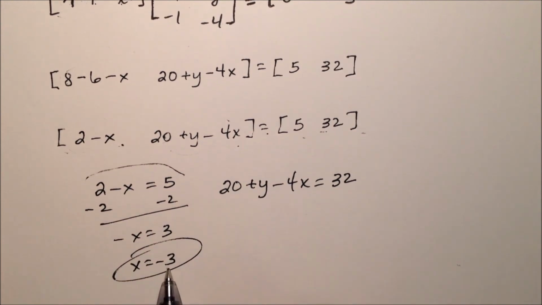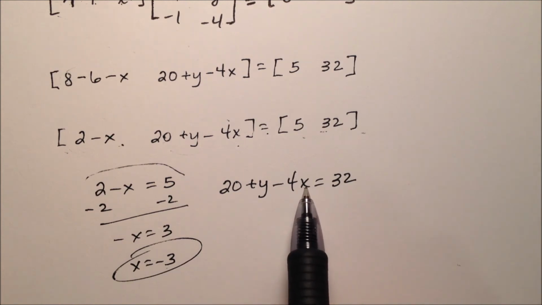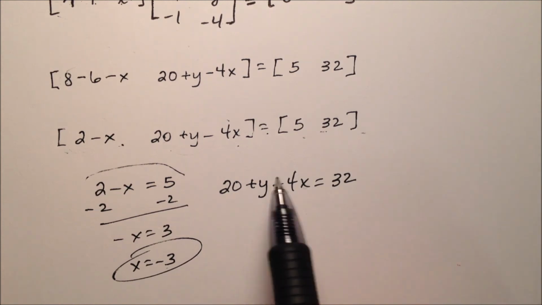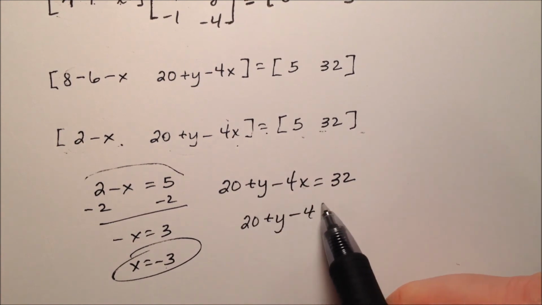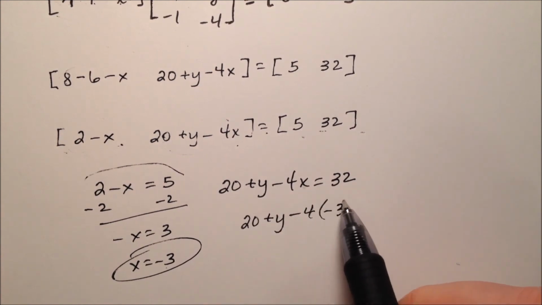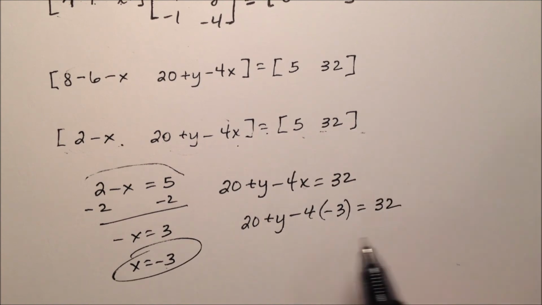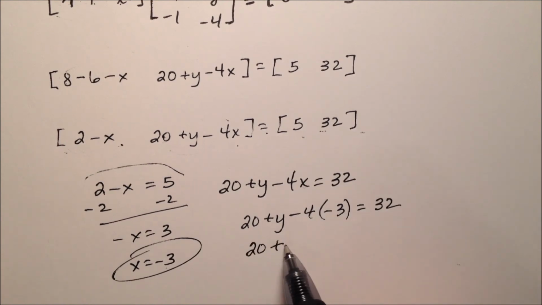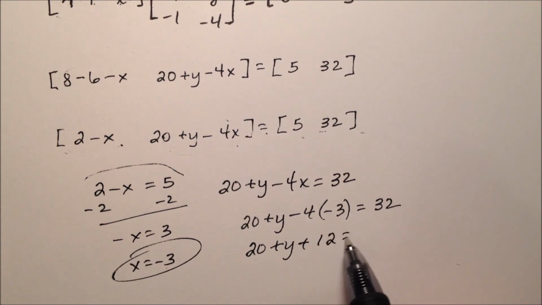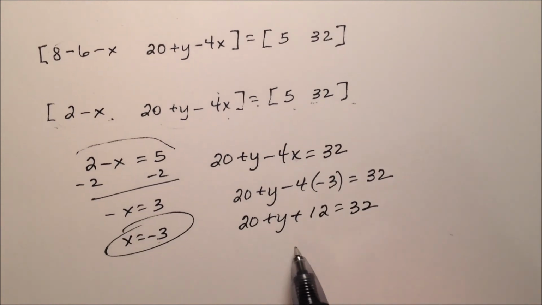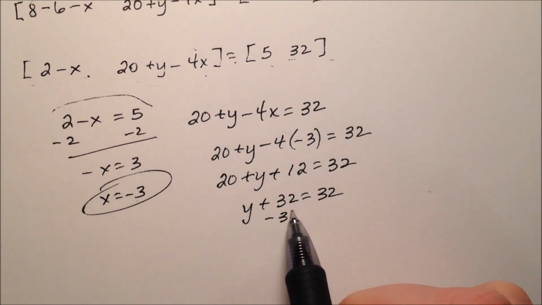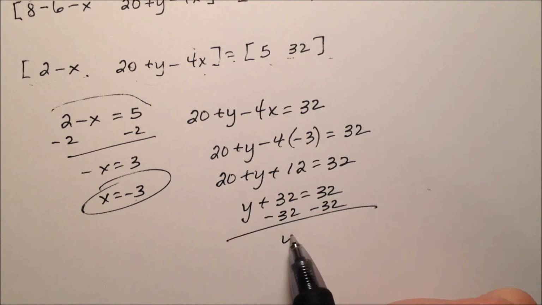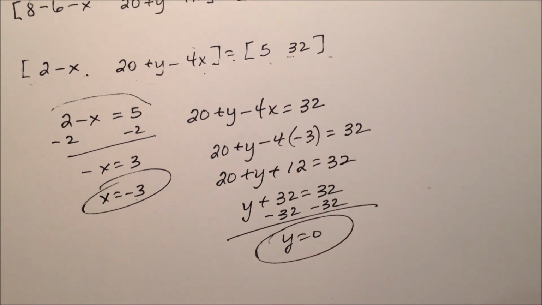And if that's the case, I can plug that negative 3 into this x in the second equation, and I can solve for y. So 20 plus y minus 4 times my x value, which is negative 3. 20 plus y plus 12. And now it's just a matter of working this equation out. Y plus 32 equals 32. Well, that means that y must equal 0.